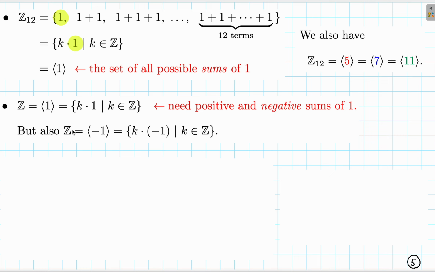And therefore, we can say that Z is also generated by negative 1, because if we take all the positive and negative sums of negative 1, we get all the integers back as well. And so Z has 2 generators, 1 and negative 1. And I'll leave it up to you to convince yourself that those are the only generators of Z.